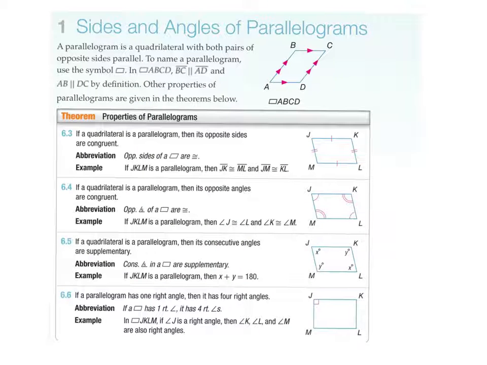Okay, so here's the table of all the theorems, 6.3 to 6.6. These are all the properties of parallelograms. For 6.3, opposite sides are congruent, opposite angles are congruent. So taking that one and going into 6.5, if they use letters instead of the angle notation, just be careful of that. And 6.6, if a parallelogram has one right angle, then all four are.